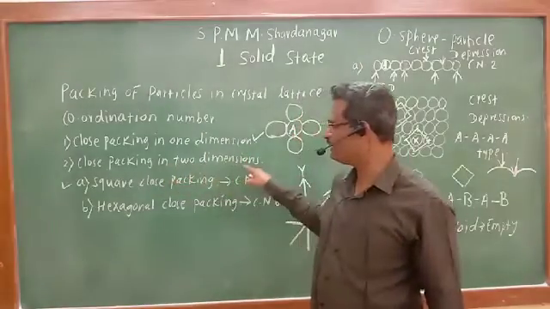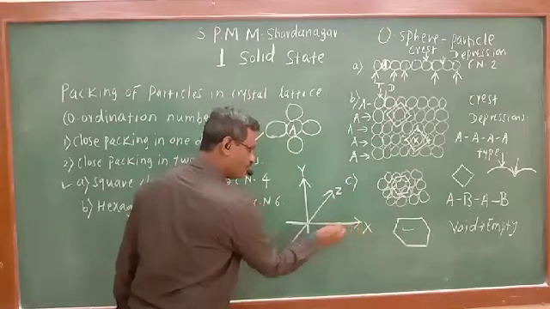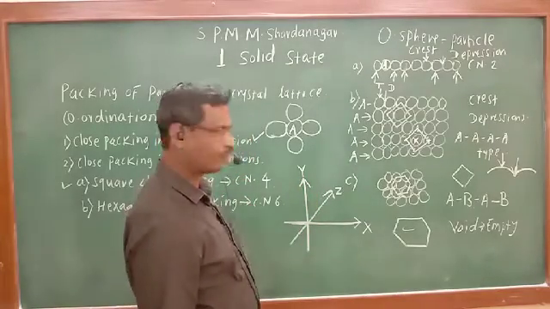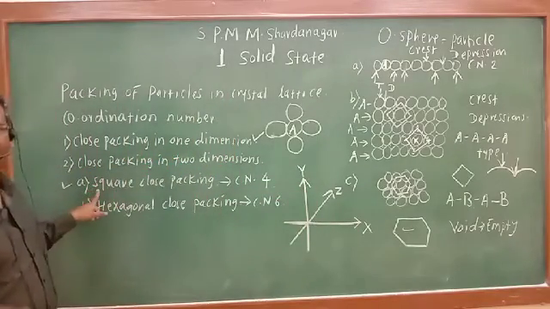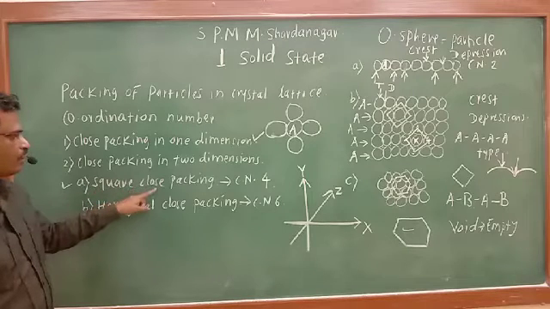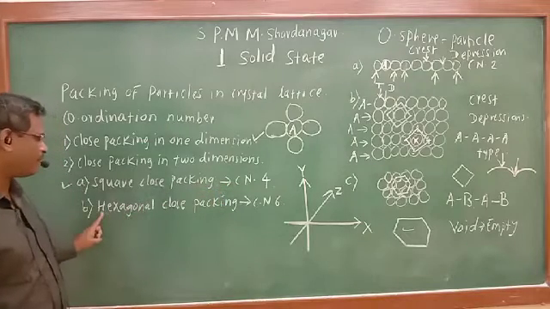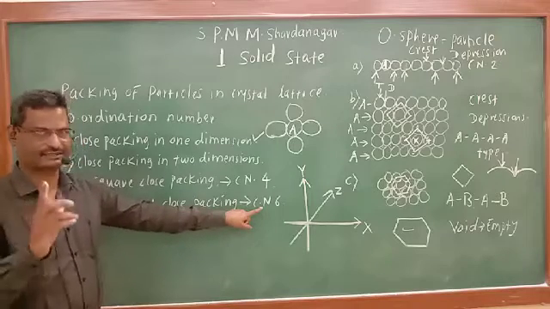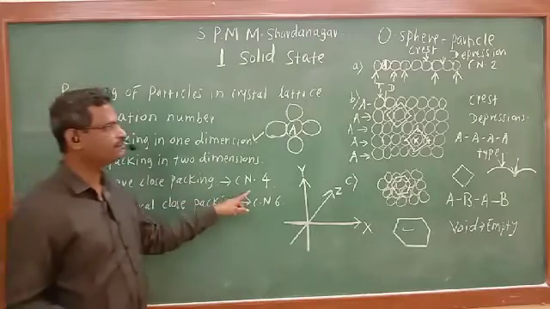Now close packing in 2 dimensions. The x-axis is one dimension and the y-axis is the other dimension. So in 2 dimensions, how does packing take place? It takes place in 2 different manners. The first type of packing is square close packing, where the coordination number is 4, and the second type of packing is hexagonal close packing, where the coordination number is 6. Let us see the first one, square close packing, where the coordination number is 4.